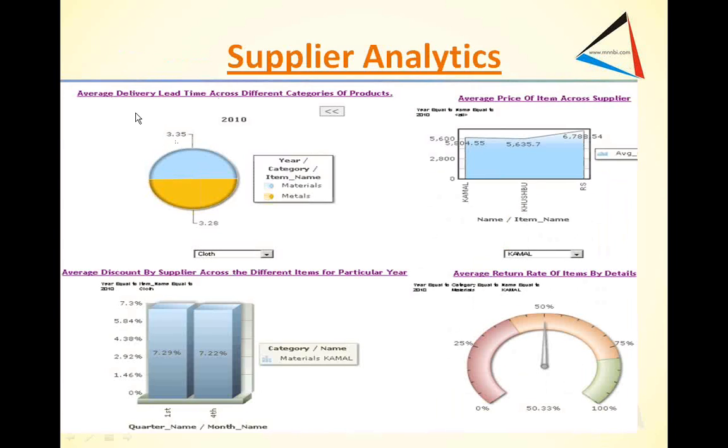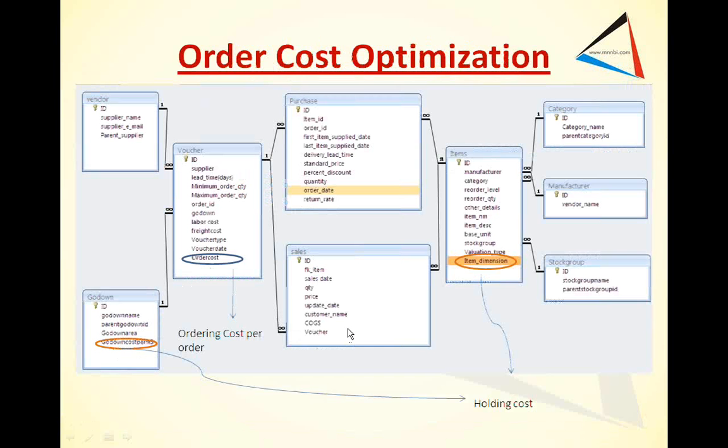Again, if I have to look at whom to order from, I look at average delivery time across different categories of products. So I have year, category, then I drill down to the item name, average price by name, drill to the item name, average discount by quarter. This is quite basic, average rate of return. So these are complex data to get, but we will be producing all of them.